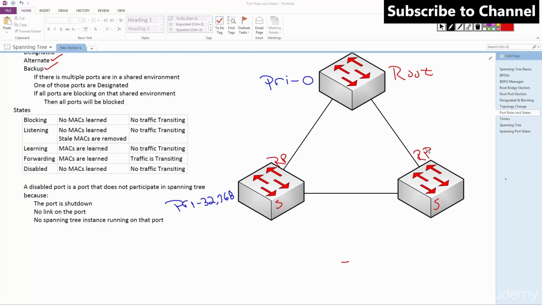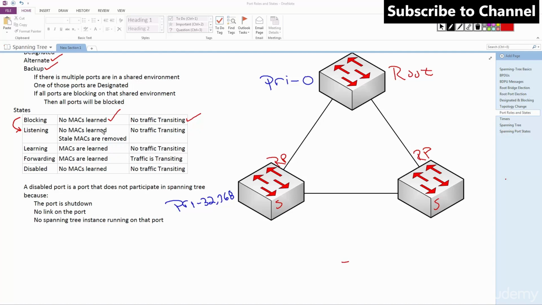So, our first state we need to talk about is blocking. Now, when a spanning tree port, which means this is a port that's participating in spanning tree, is in blocking state, we're not going to have any MAC addresses being learned. And of course, there's no traffic being sent. None whatsoever. We're not going to allow egress or ingress traffic. Now, from the blocking stage, we will transition over into the listening stage. This happens when a link comes up. This happens when you do a no shut on a port. You've gone from blocking into the listening stage.